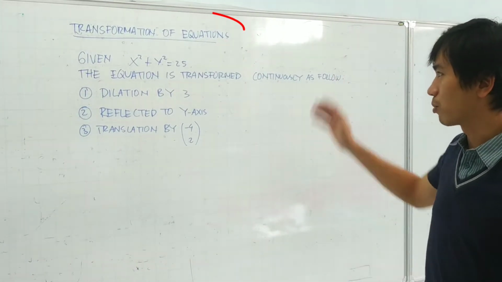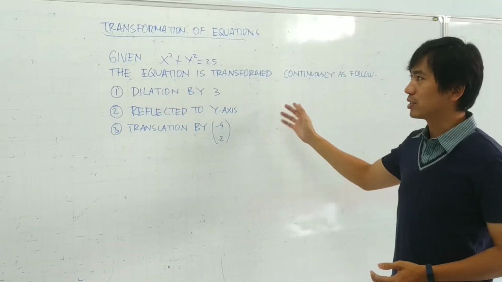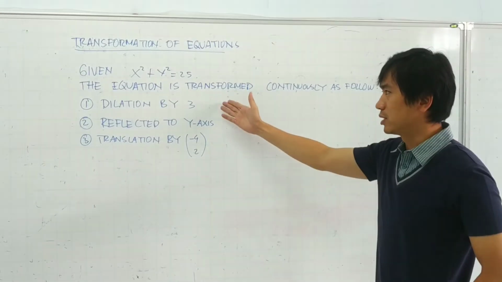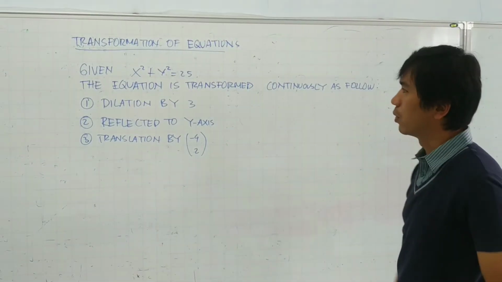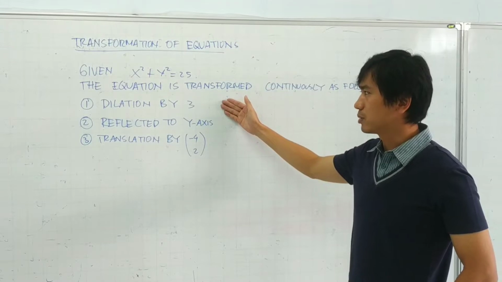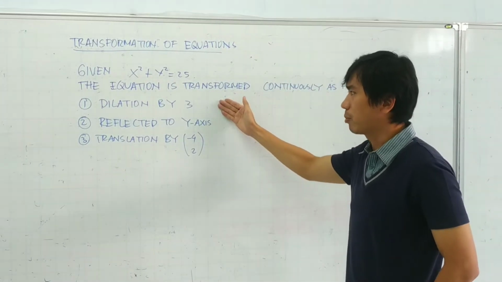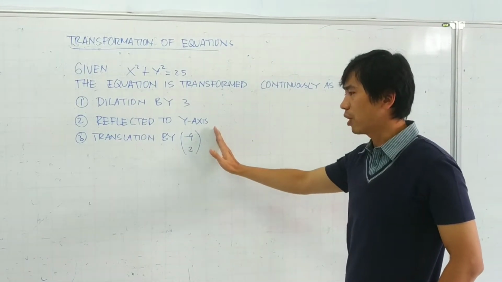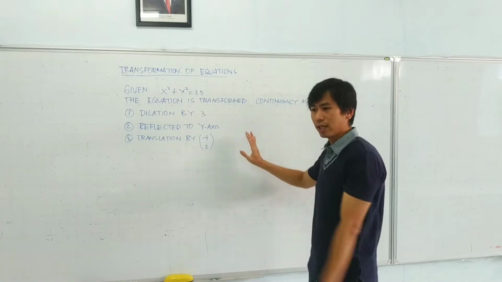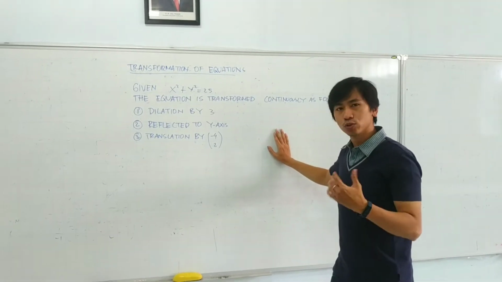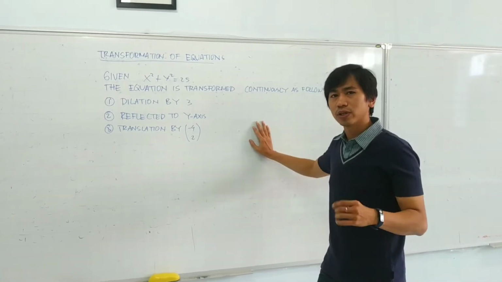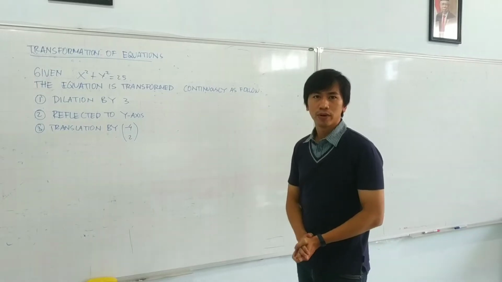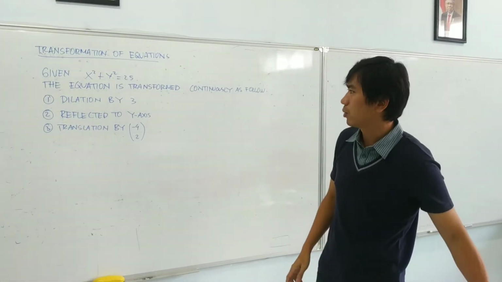Okay, so this is the problem. The transformations of equations given x squared plus y squared equal to 25. And then the equation is transformed continuously as follows. The first one is dilations by a factor of 3, reflected to the y-axis, and then translations by -4 and 2. Okay, so pause that for a bit and try to do it by yourself, to see if you can do it by yourself or not. Okay, so if you're ready, then this is how we are going to do it.